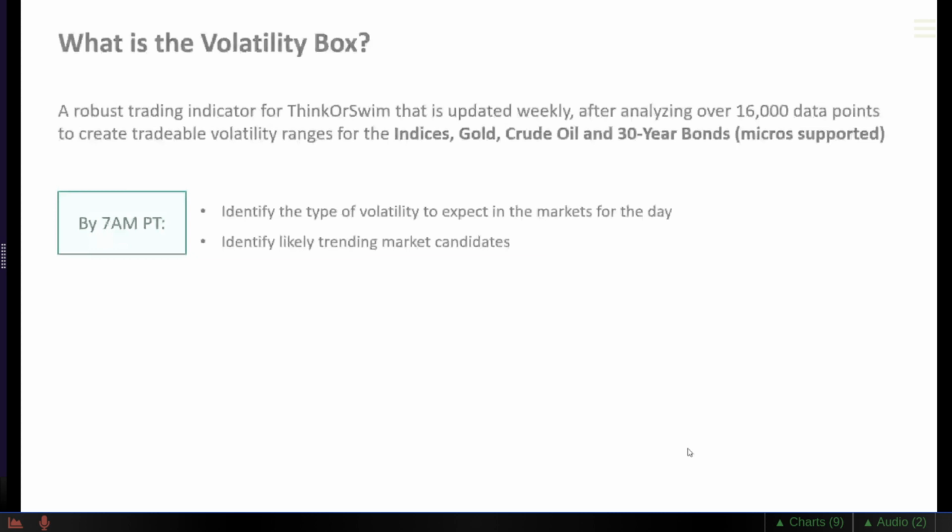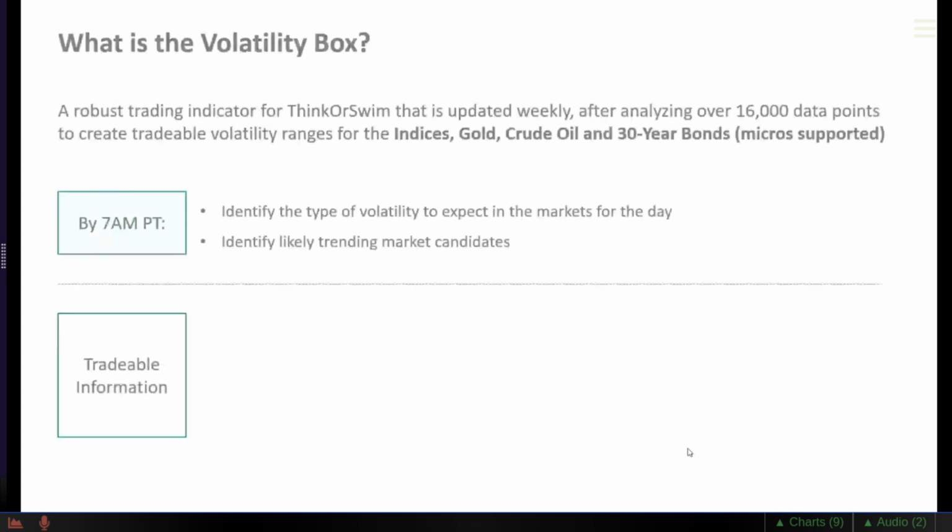But first, I'd like to give you some context so you know the power of the volatility box models. After 7 a.m., we use the volatility box to start to fade price action at the edge. Our popular phrase that we're known for is trading at the edge with an edge. And after hours is also included.